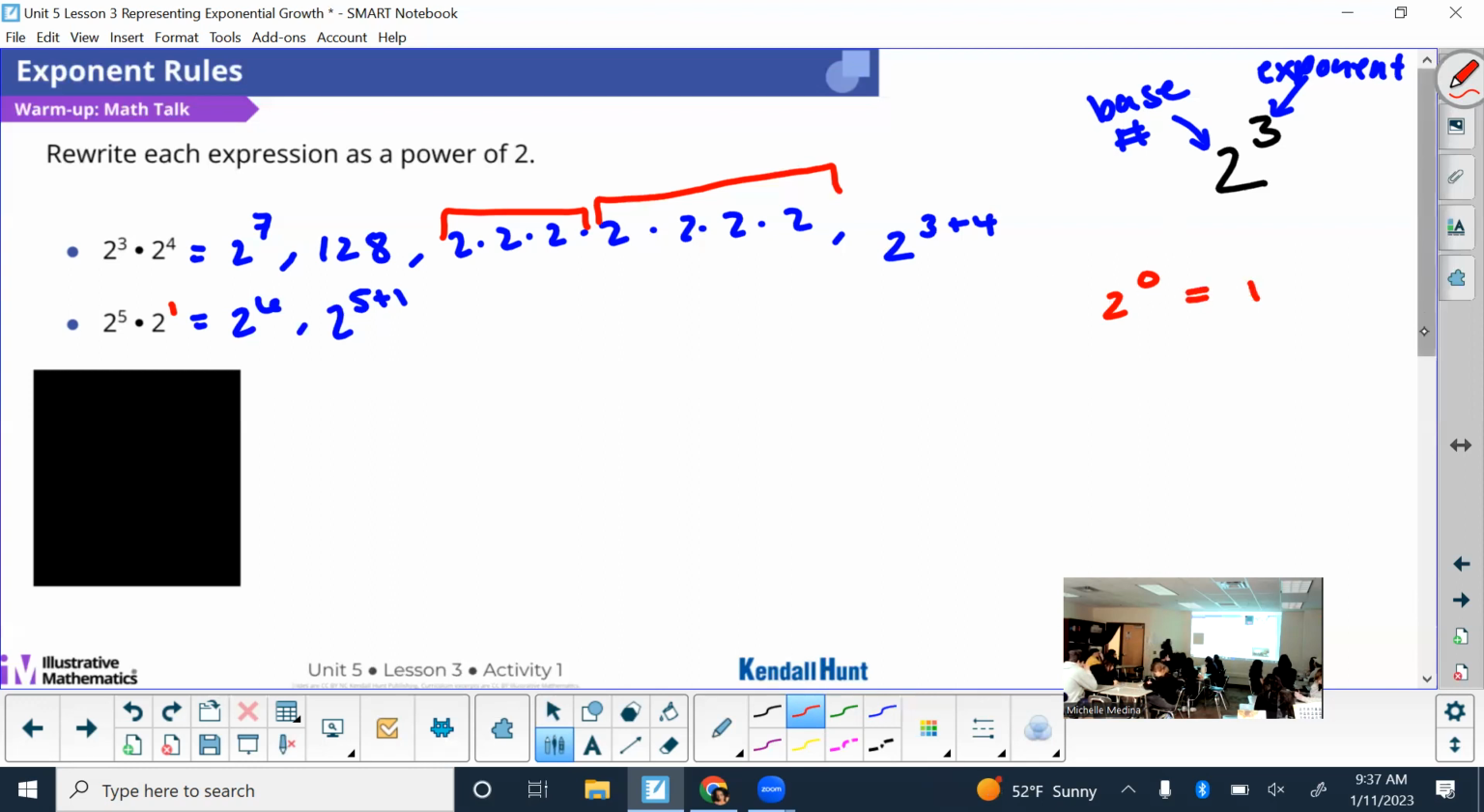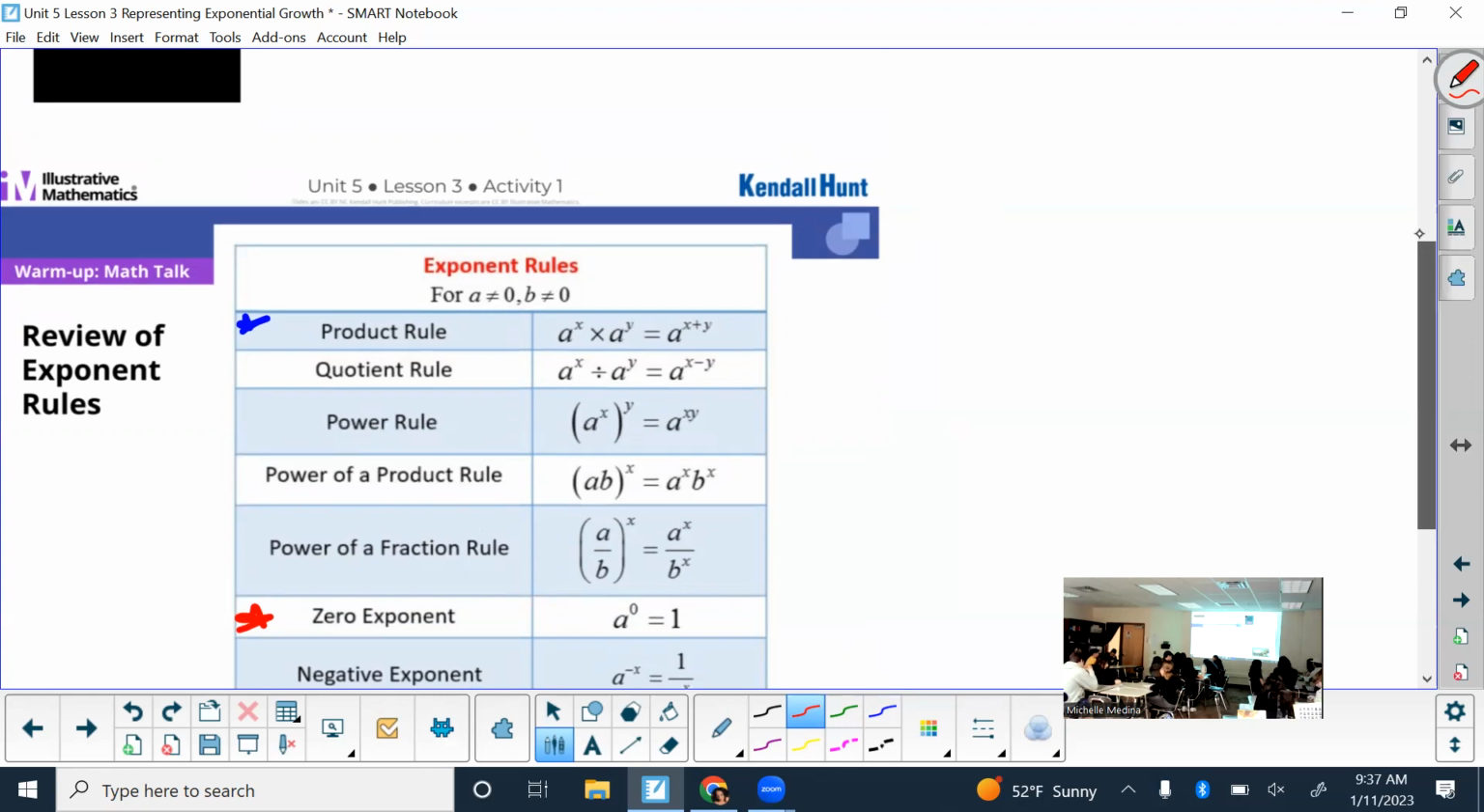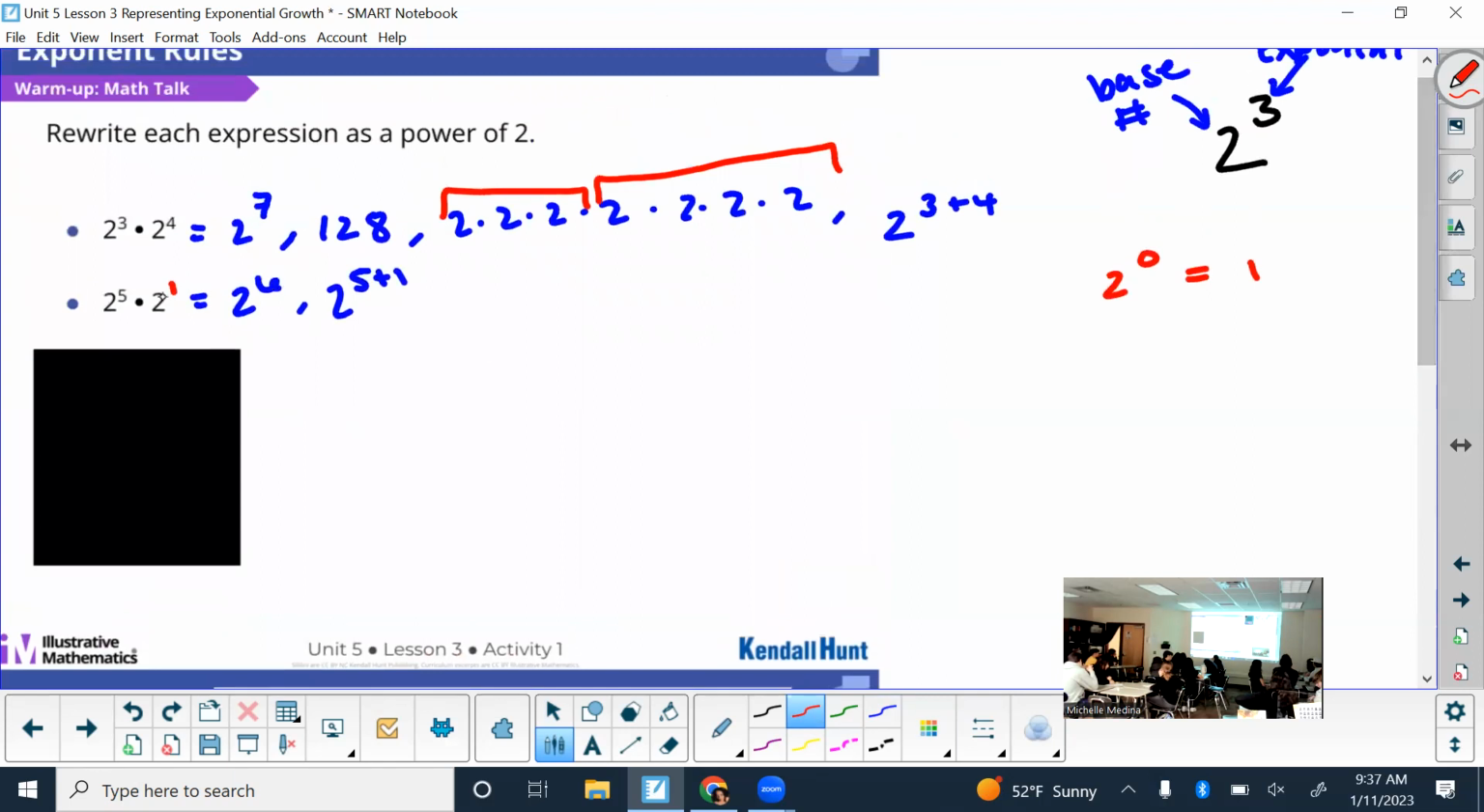It's also on your little menu of rules. So that's your 0 exponent. So even like 1,000,000 to the 0 power will equal 1. Try it out on your calculator if you ever forget, but that's what it is. All right, so that's why this is not to the 0 power, because then this base number would have been 1. Questions on the first two?